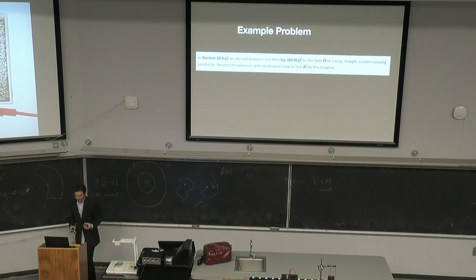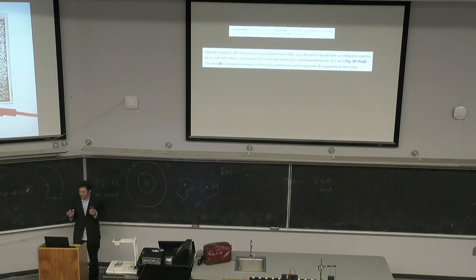Okay, so let's do an example problem. So we derived Ampere's law from equation 28.9 for the field of a long straight current carrying conductor. Let's reverse this process and use Ampere's law to find B for this situation. Okay, so think about what I'm asking here. I'm saying we derived Ampere's law for the field of a long current carrying conductor. Let's reverse it and find B now. See if you can do that based off of what we did.